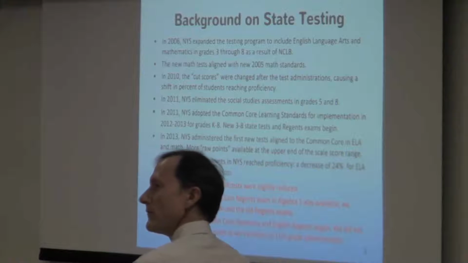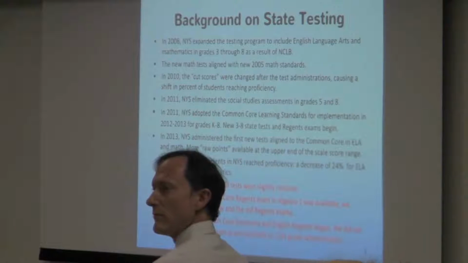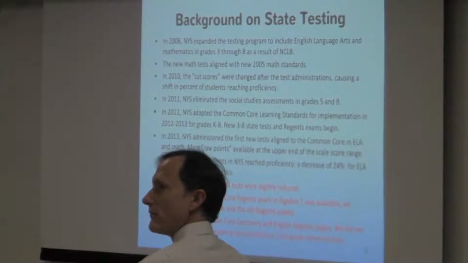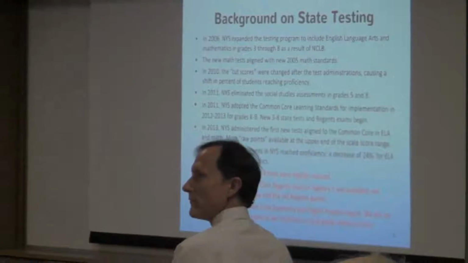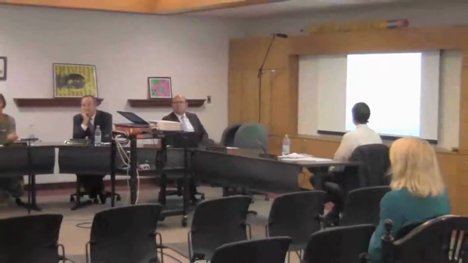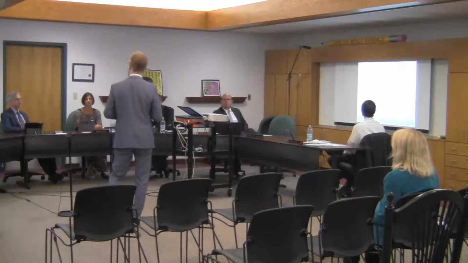I won't read through all of the background, but to highlight a few things, we are in the third year of the Common Core test in grades 3 through 8, math and ELA. So we've had 3 years of state testing data on the new revised tests. We also, last year, administered the second Common Core test in algebra. The algebra Regents is in year 2. And last year was the first geometry Regents. We have not yet administered the new Common Core English Regents. That will happen this year.